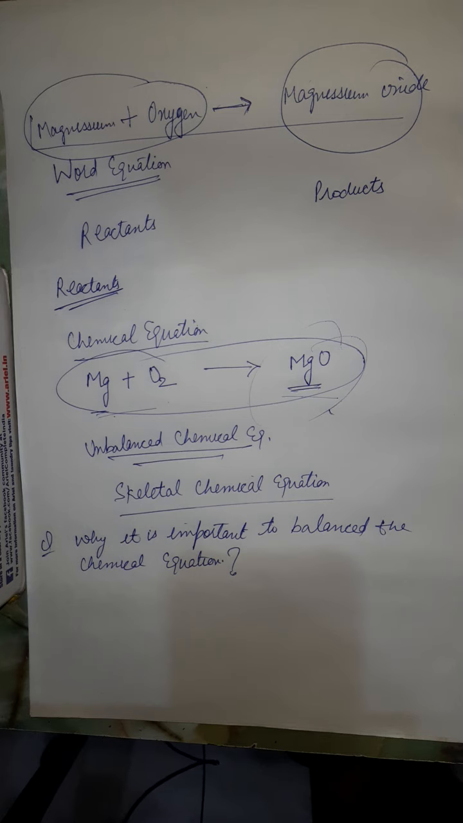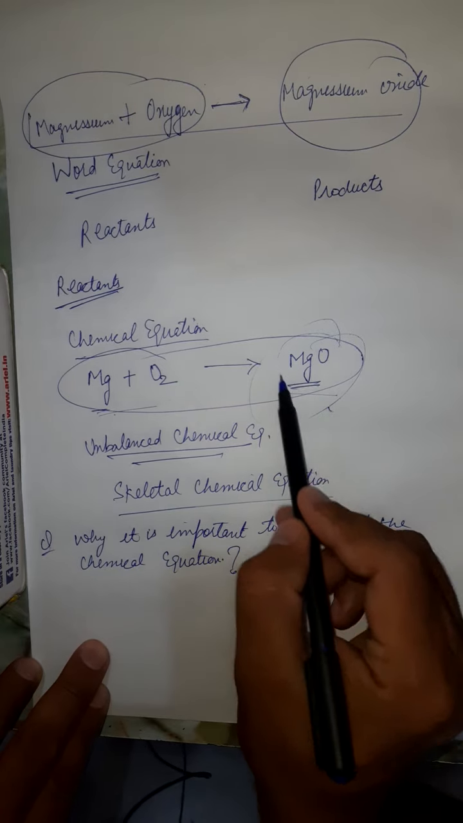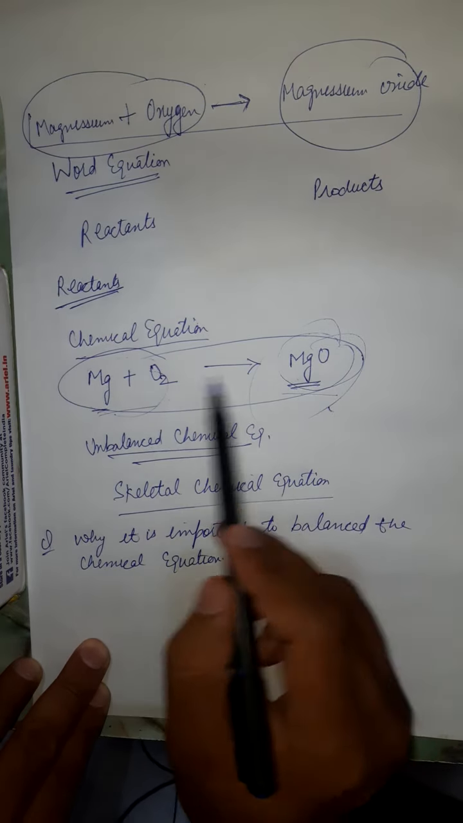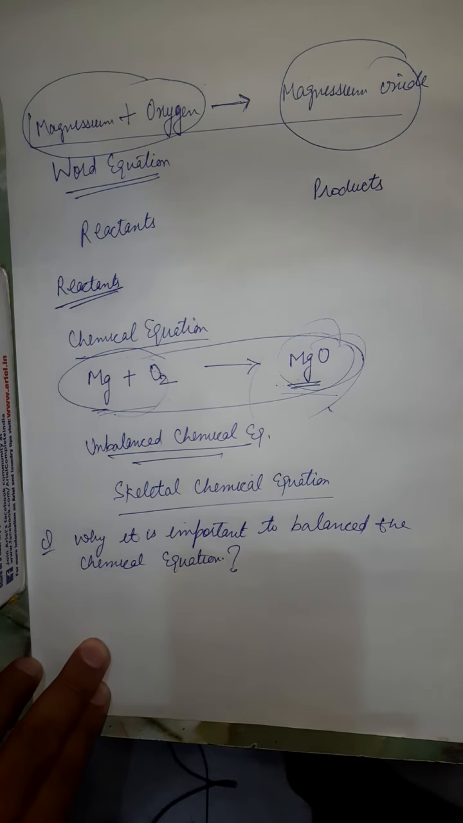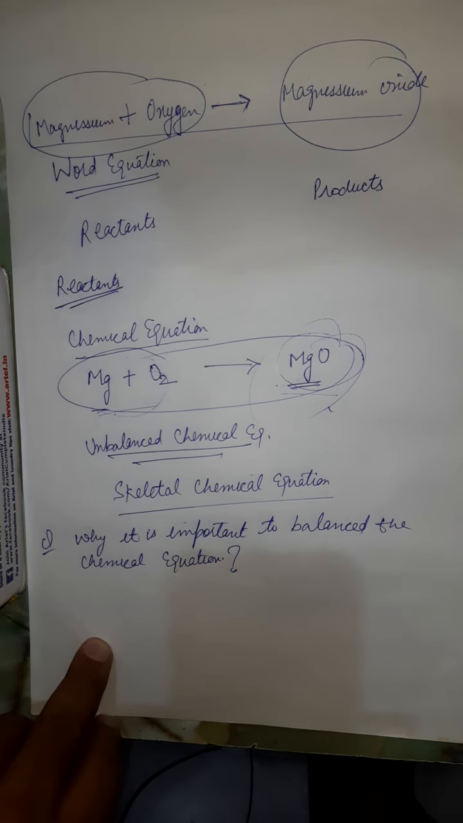That is, the total mass of elements present in the products of a chemical reaction has to be equal to the total mass of elements present in the reactants. Means this is product and this is reactant, these two should be equal. Or in other words, you can say that the number of atoms of each element remains the same before and after the chemical reaction.